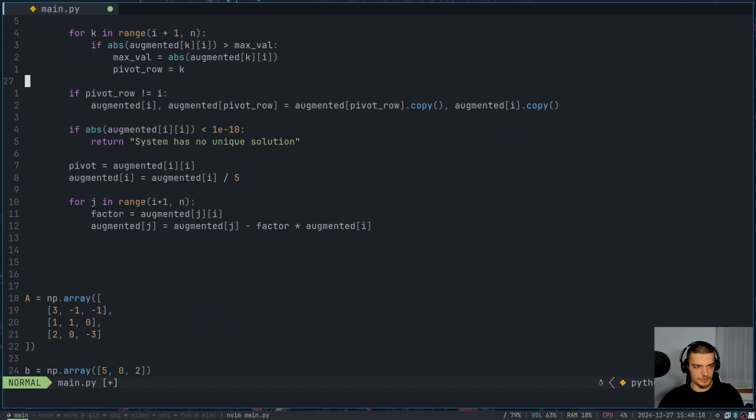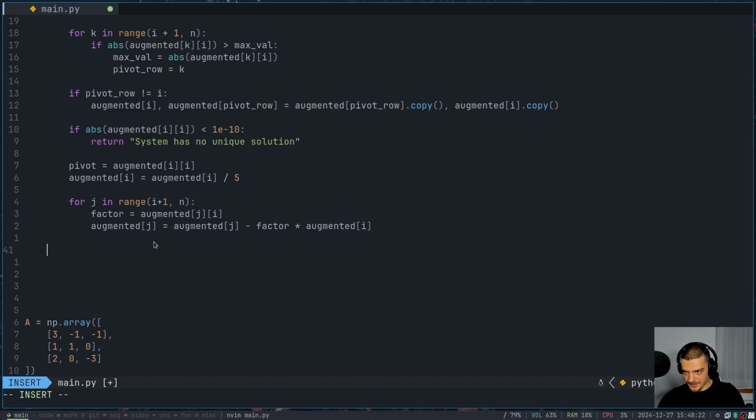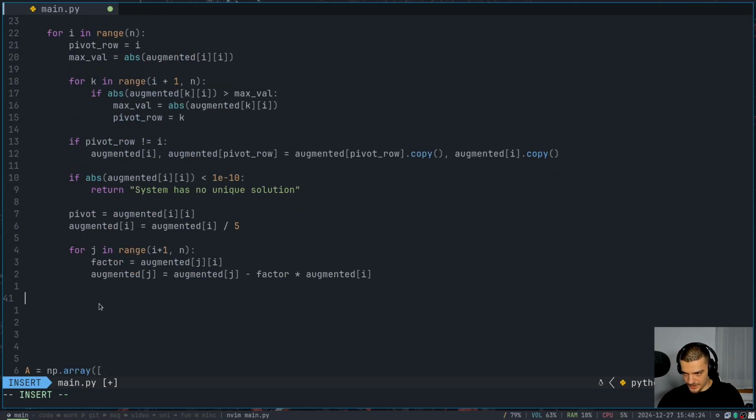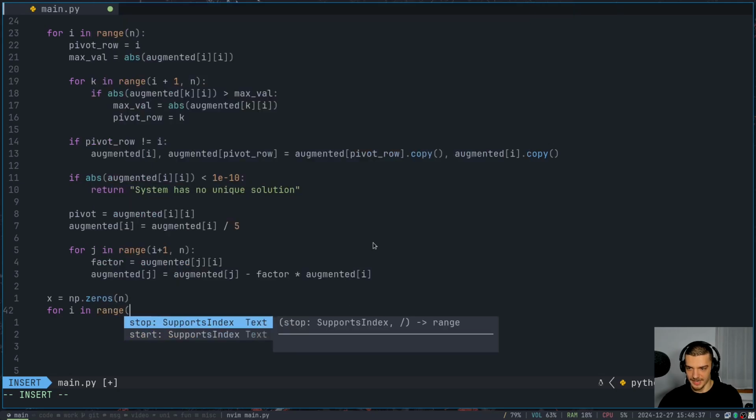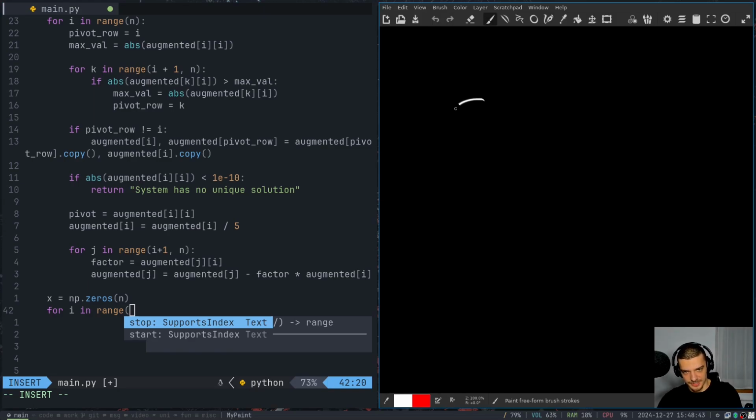The only thing that we need to do now to get the solution is to substitute back. So we need to say, is this a proper indentation? We need to say x is equal to np.zeros of size n. And then we just say for i in range. And think about it, what do we need to do? I'm going to use a different example now. What do we need to do if I have a matrix that is already in reduced row echelon form?